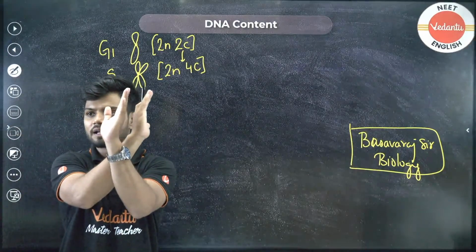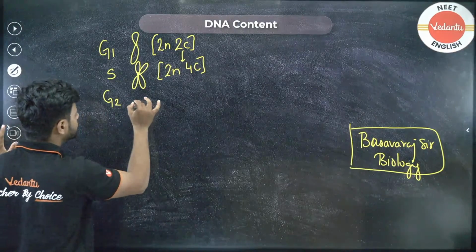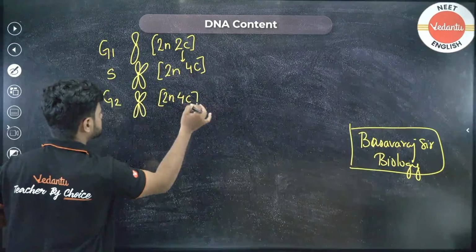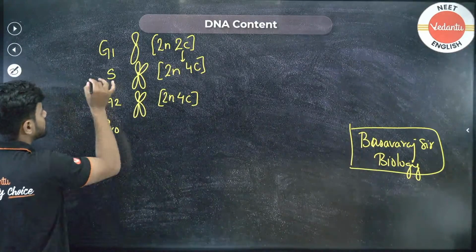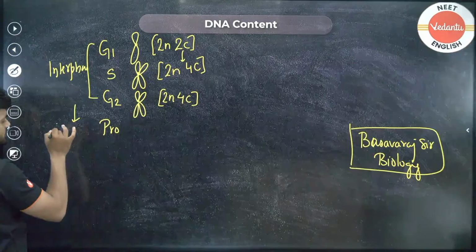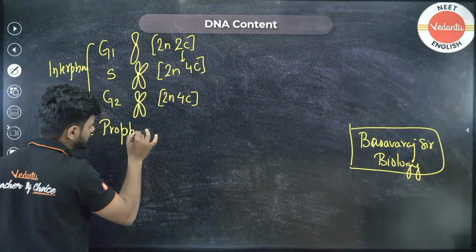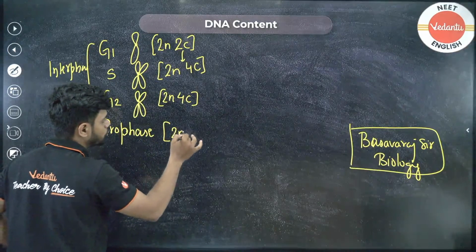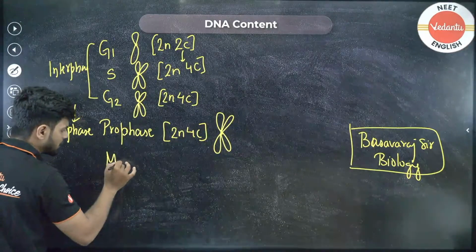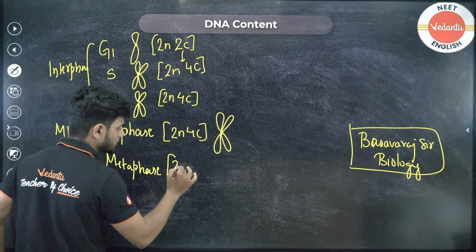Increase in chromatid. Okay, increasing chromatid. Now what about G2 phase? What happens in G2? In G2, nothing. It remains the same, 2N, 4C. Now the cell is entering prophase. Now this is your interphase, right? Now onwards it is M phase. What happens in your prophase? Prophase, nothing is happening. It is 2N, 4C. Then we have metaphase. Metaphase, nothing is happening. 2N, 4C.